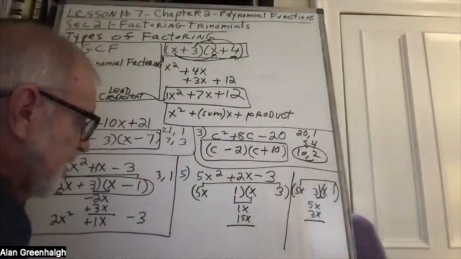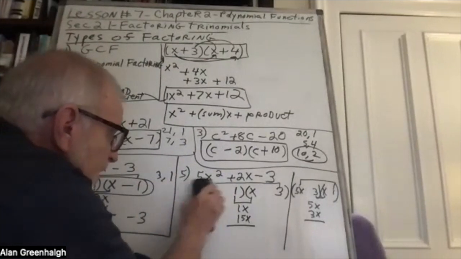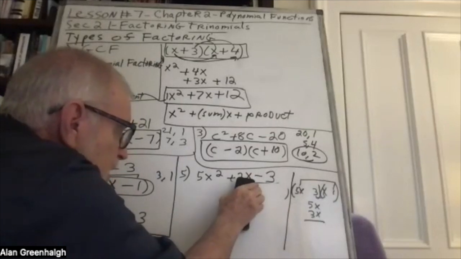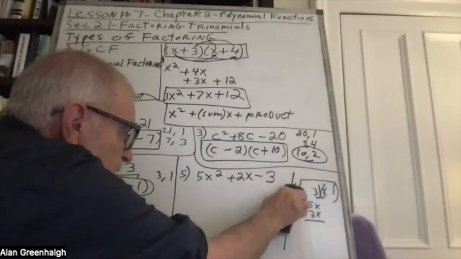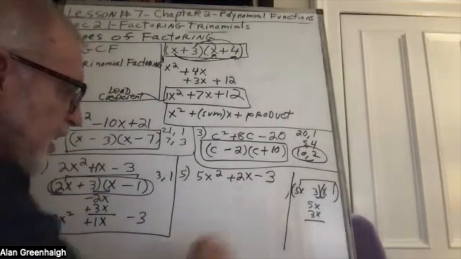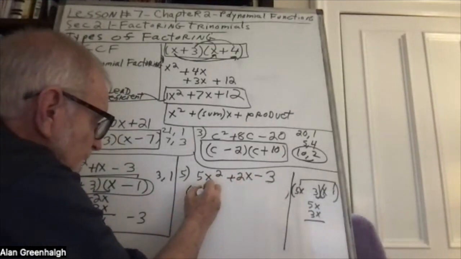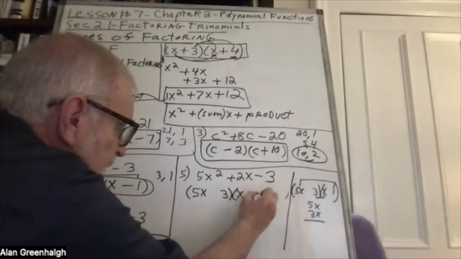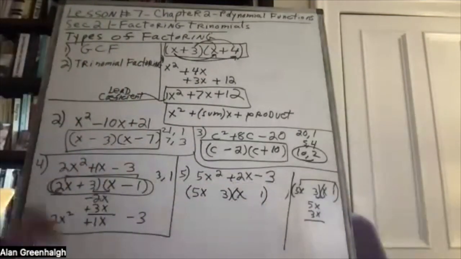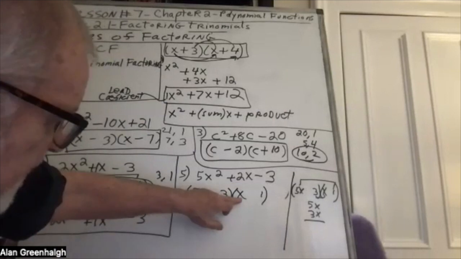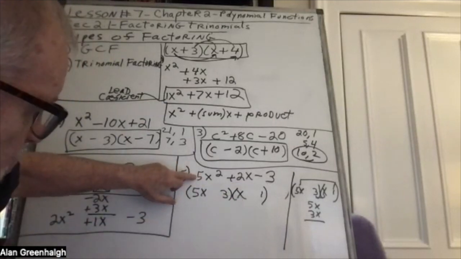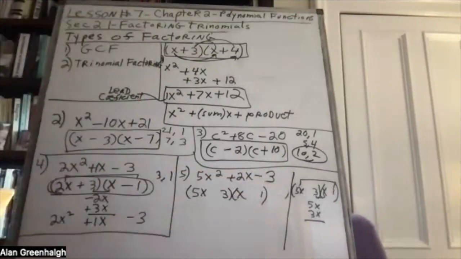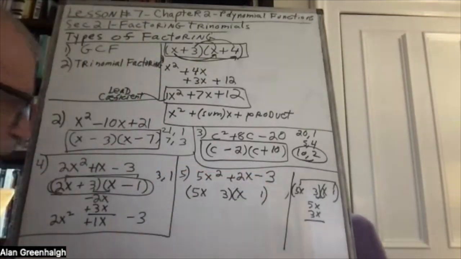So let's get rid of this right over here, and let's try to put this in closer proximity. So let's take what we just did over here and make that 5x and 3 and x and 1. Now let's see what we have. Well, 5x times x will definitely give you 5x squared. 3 times 1 will give you 3. That's good. Now let's figure out the middle term.